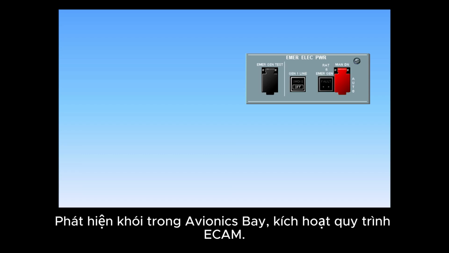The avionics smoke ECAM procedure leads to the shedding of the main buses. In this case, the electrical system configuration is the same as in emergency, except for the fuel pumps, which remain supplied.